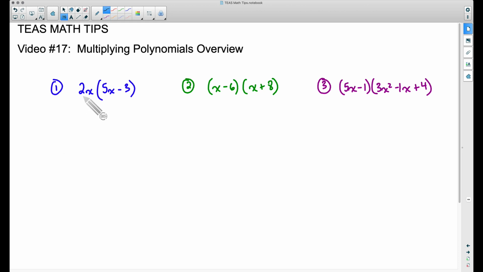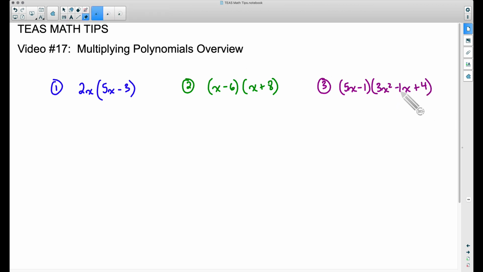In this first example here, we have one term, this 2x, times two terms. This is a monomial times a binomial. In number 2, we have two terms in this group times two terms in this group. This is a binomial times a binomial. And then number 3, we have a binomial here, and then we have a trinomial in this other group. We have 1, 2, 3 terms.